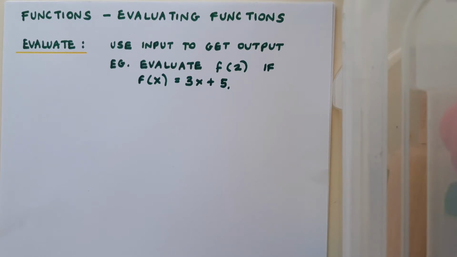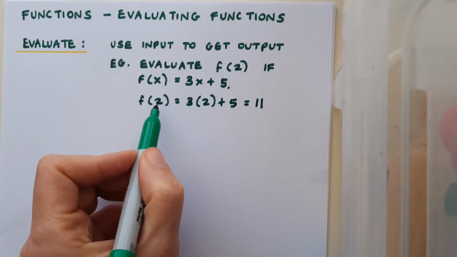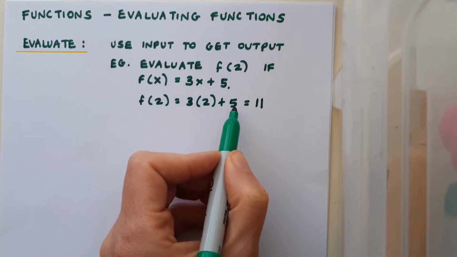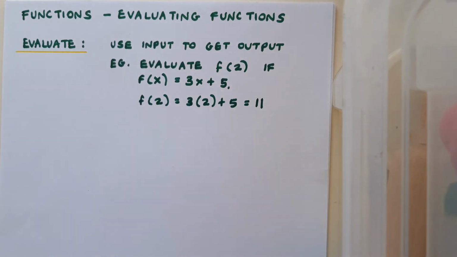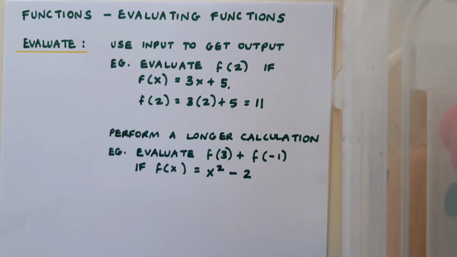Pause the video for a second, do this yourself, and then check and see if your solution is correct. In this case, we get a result of 11. 2 is our input. We evaluated our function using 2, and our output is 11. It might also mean that we might need to perform a longer calculation.